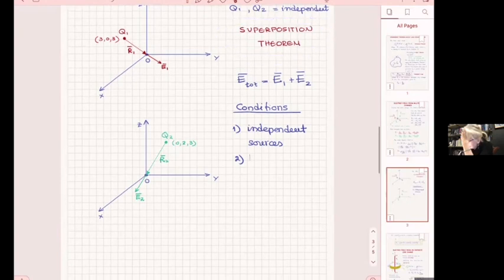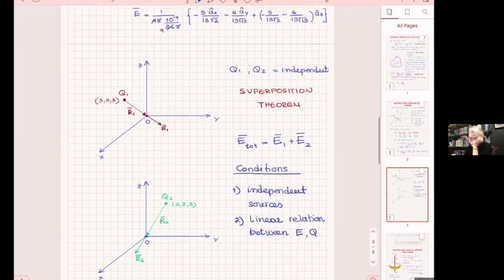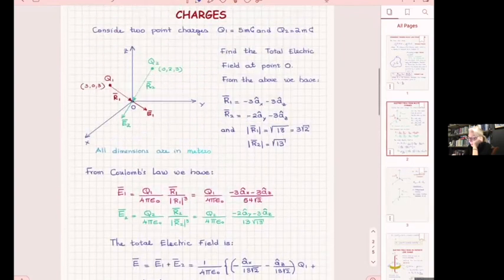So a linear relation between E and Q. Do we have a linear relation between E and Q? What do you think?